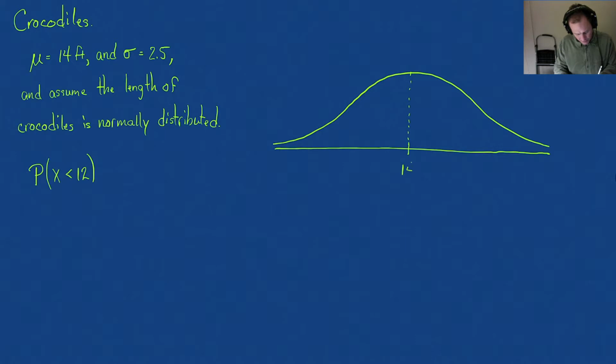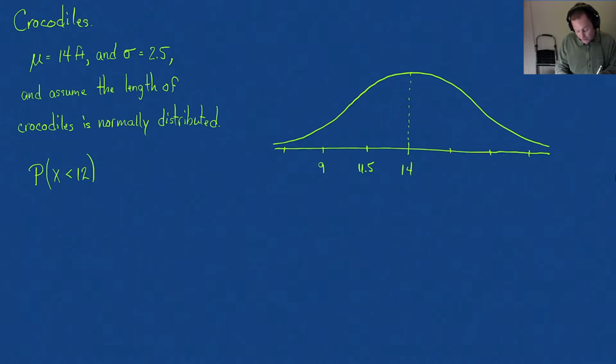We have a mean of 14. Now, let's go 1, 2, and even 3 standard deviations below, and 1, 2, 3 standard deviations above. Now, we're only concerned in this case about crocodiles that are a length of 12 feet. So, if I go 1 standard deviation below the mean, that would be a crocodile of 11.5 feet. And I could continue this. I could go down to 9 feet, and we could make them even smaller if we wanted to, but that's going to be unnecessary.